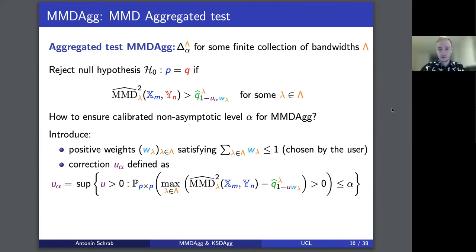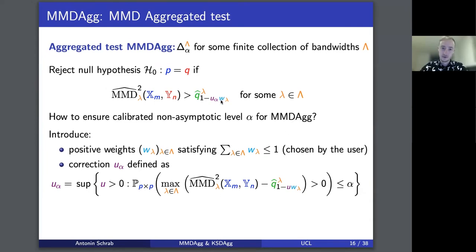And we also introduce some correction, which is defined exactly so that our test has level alpha. So this U alpha is going to be some supremum over U, such that essentially the probability of doing a type 1 error is smaller than alpha. So why is this the probability of doing a type 1 error? First of all, it's the probability under P times P, that's under the null hypothesis.